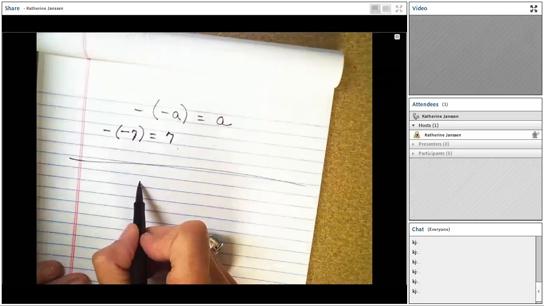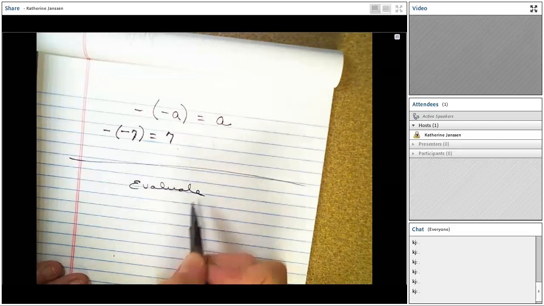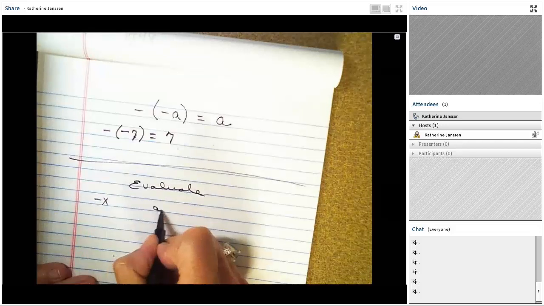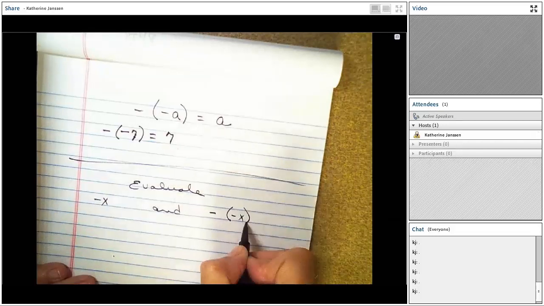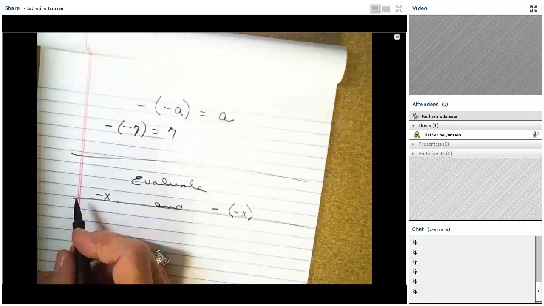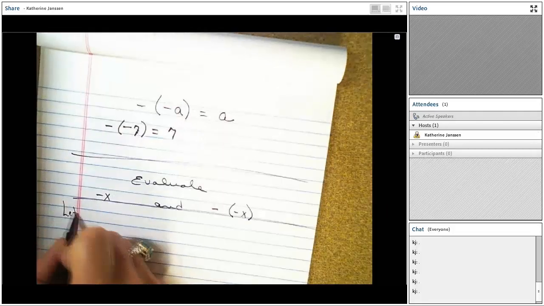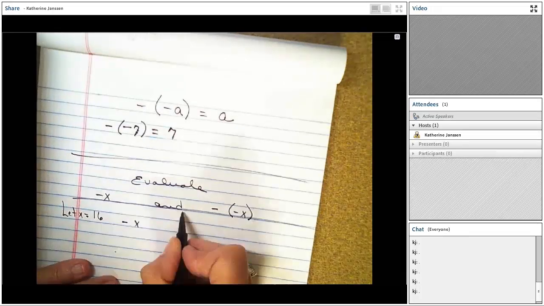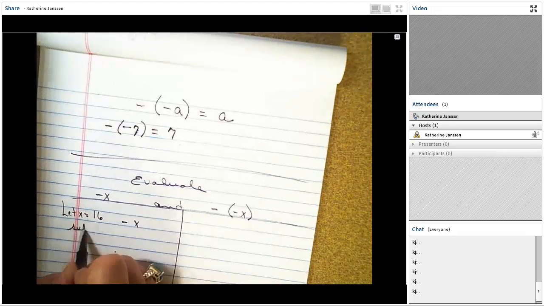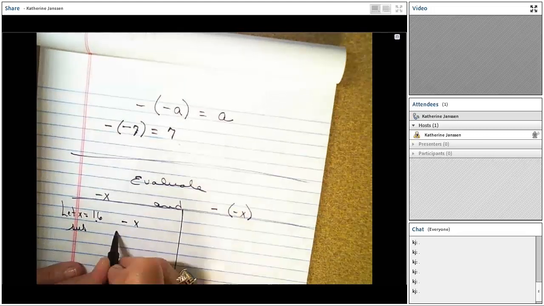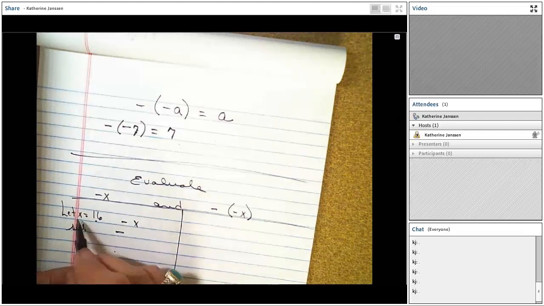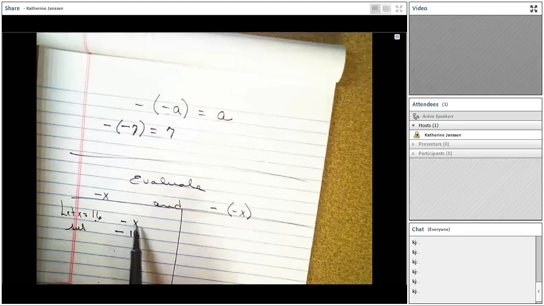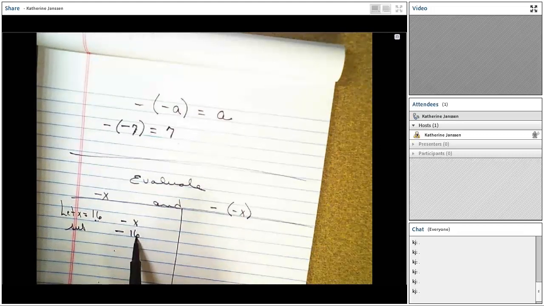So sometimes we're asked to evaluate. We're supposed to evaluate negative x and the opposite of negative x. We're supposed to let x equal 16. Well, with negative x given, I'll substitute 16 for every value of x, and I'll carefully copy everything down the same, but we're going to let x equal 16. So if x is 16, the opposite of x is negative 16.